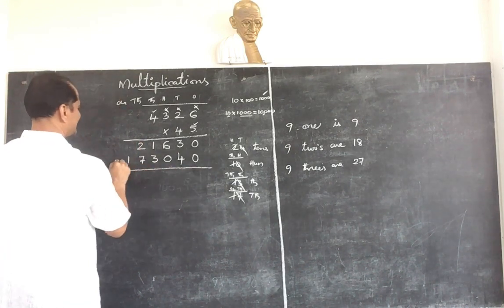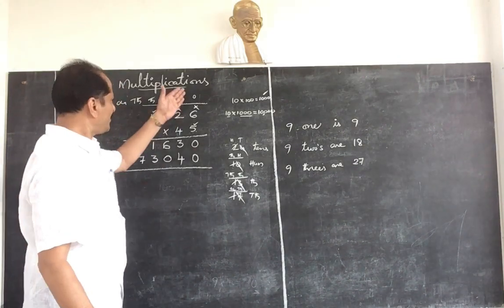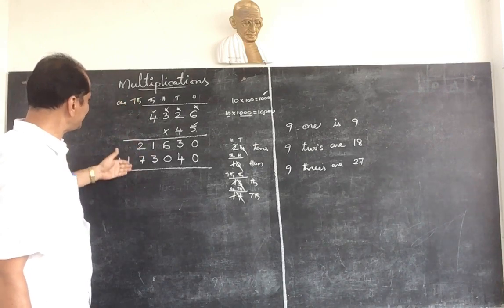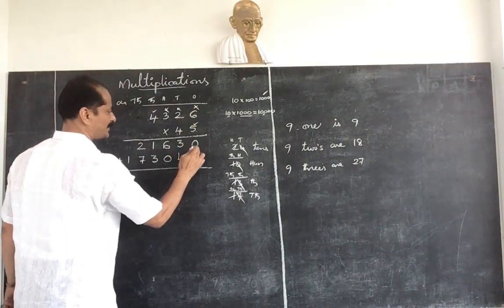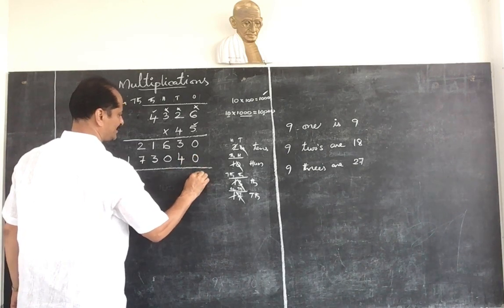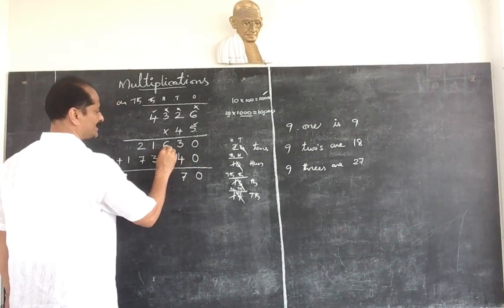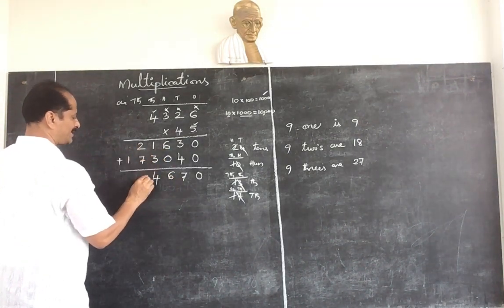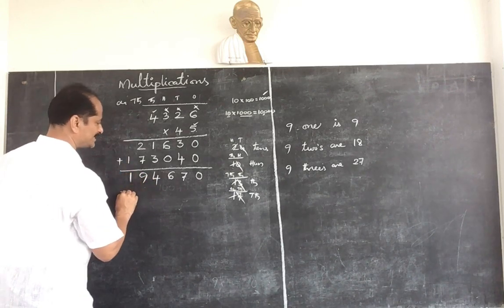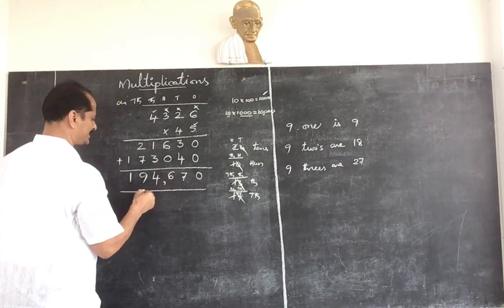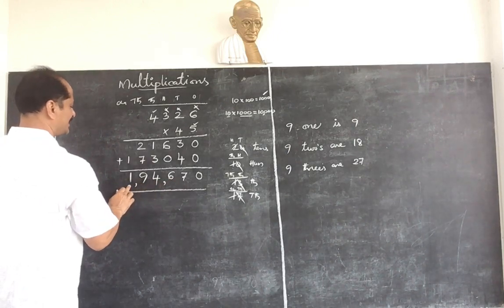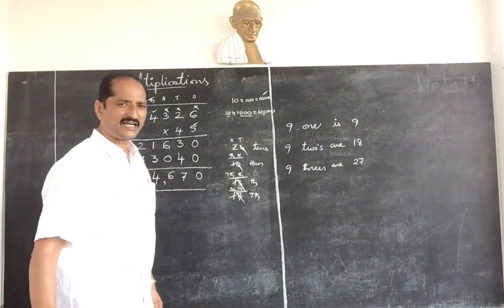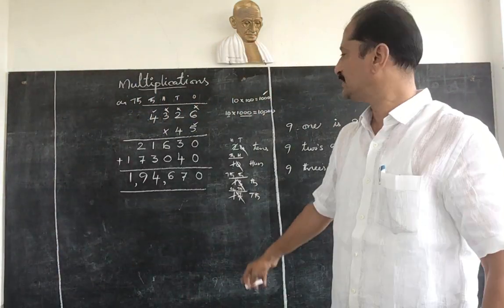Now add all these. What we have to add? Ones place, tens place, hundreds place, thousands place, 10,000s, 1 lakh. So ones place, 0 plus 0, 0, 3 plus 4, 7, 6 plus 0, 6, 3 plus 1, 4, 2 plus 7, 9 and 1. Then this is called the product. We can write it like this. 1,94,670. So this is the product.